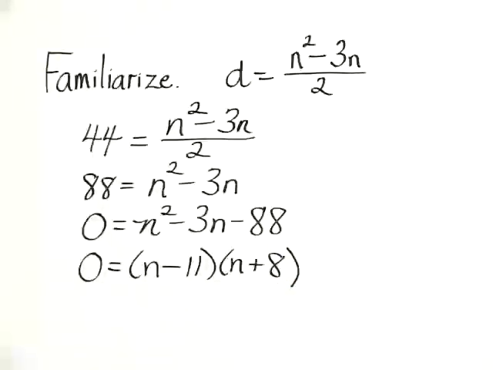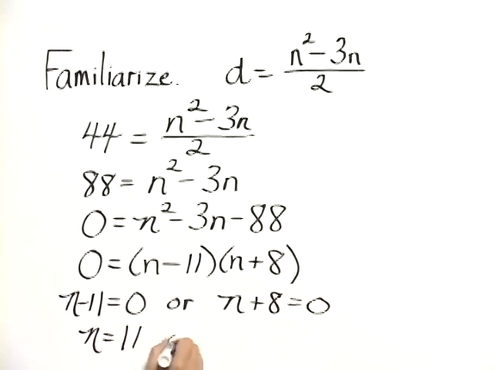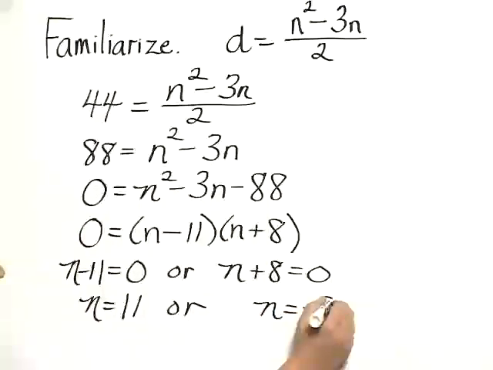At this point, we can use the principle of zero products, and we can set n minus 11 to 0, or n plus 8 equals 0. Solving, we have n equals 11, or n equals negative 8.